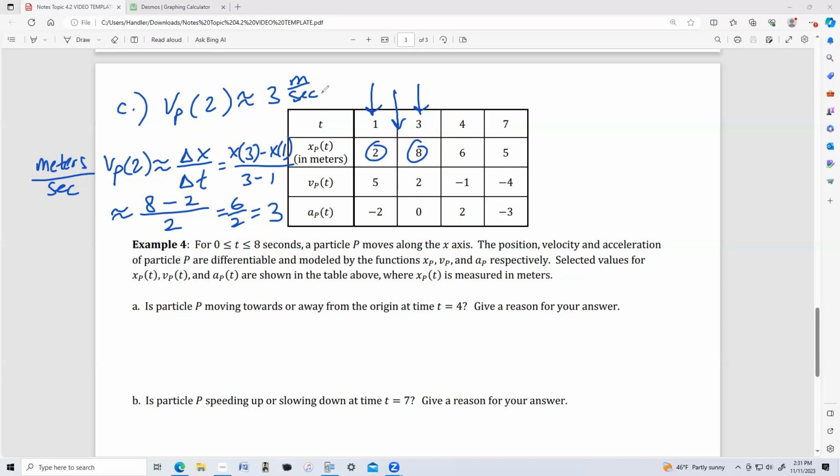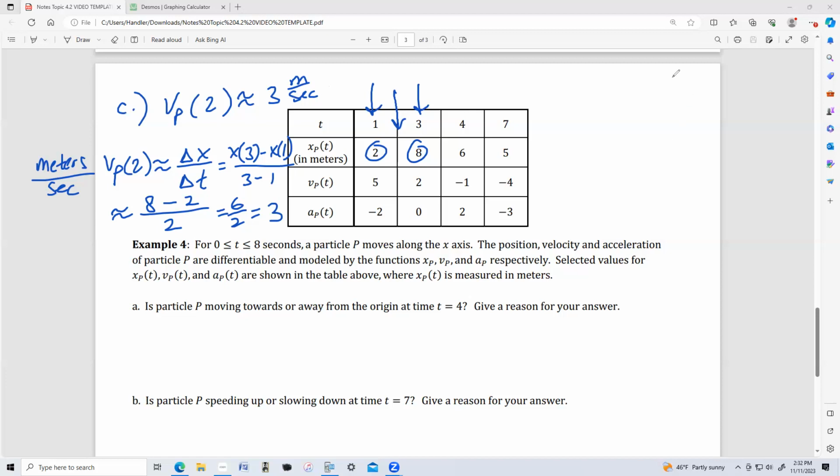Okay, so keep in mind that the velocity is meters per second, which is a change in position x over a change in time t. It's got to be like that. If we would have done velocity divided by time like I errantly started, that would have been acceleration. Acceleration is velocity divided by time. Velocity is distance divided by time. Okay, so that was part C.